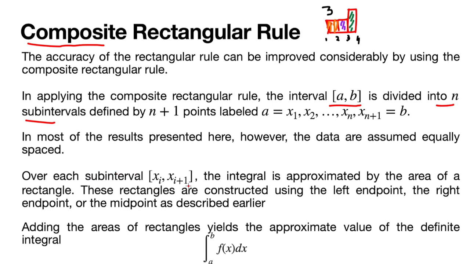We have labeled these sub-intervals. The first point we said is A, because our limits are from A to B, and the last point is B. So the first rectangle will move from this point A to this point x2. Similarly, the points of the last rectangle.